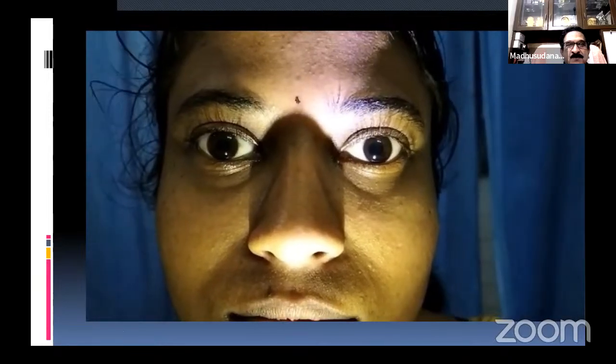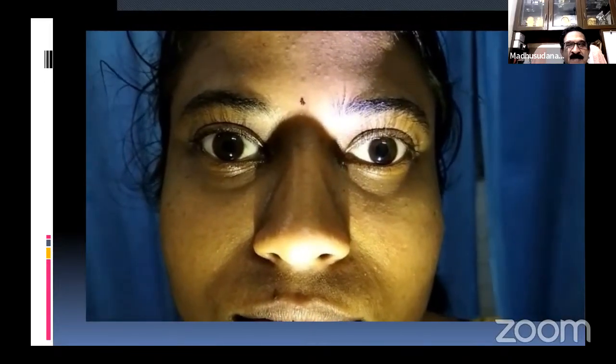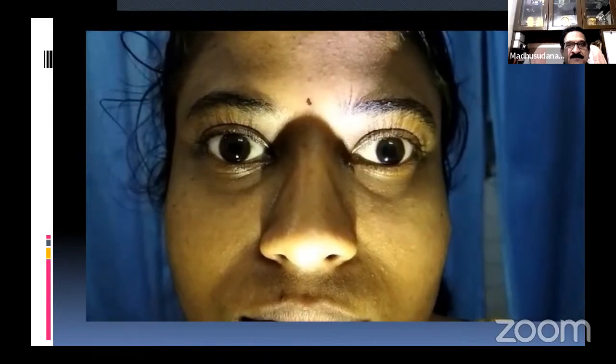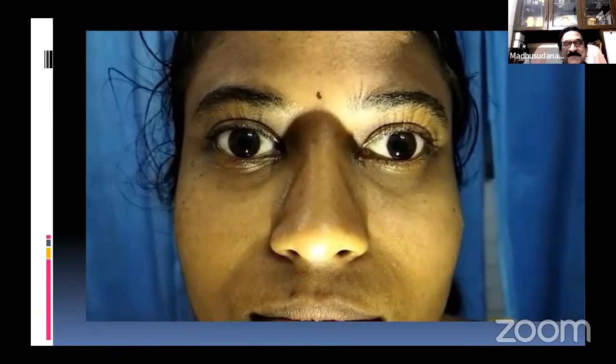What do you find now? Look at the root of the nose only. Don't look at the eye. Then you can make out the movement of both eyes. Now it is like a seesaw, sir. One eye is going up. Yeah. Now you can see the seesaw nystagmus beautifully. Correct? Yes, sir. That is a seesaw nystagmus.